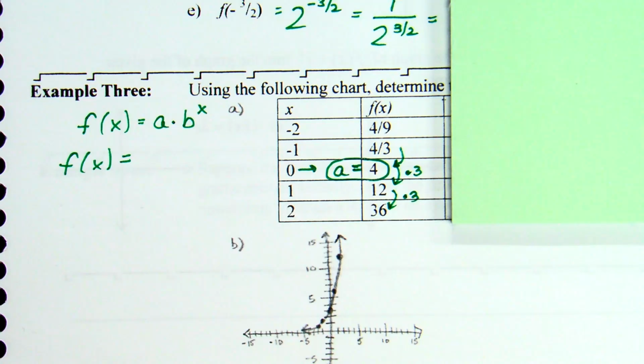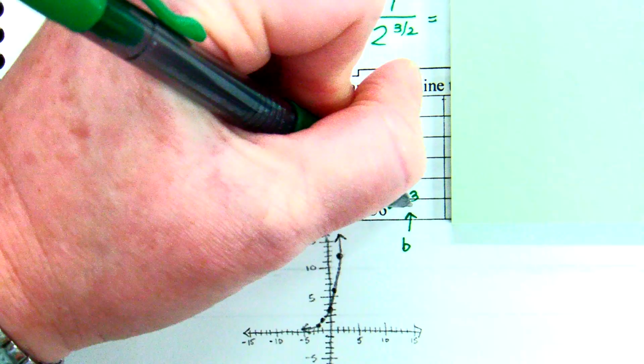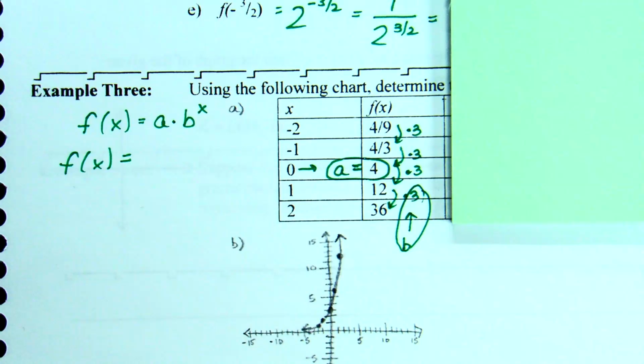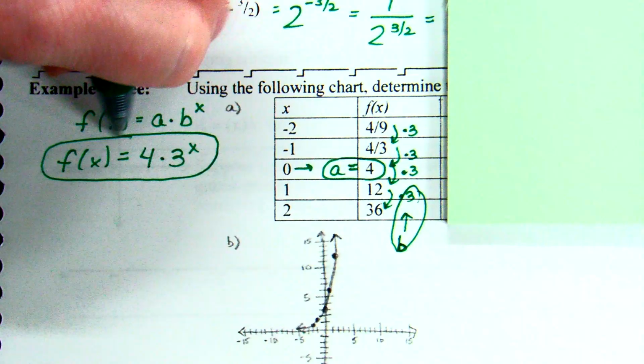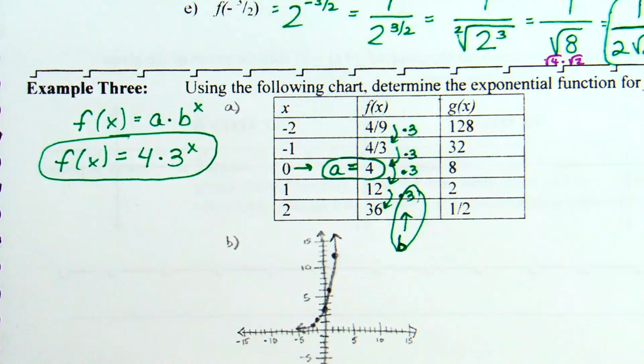To go from 4/3 to 4, if you have 4 over 3, you multiply by 3. That takes me to 4. And guess what? It even works going from 4/9 to 4/3, because when you're multiplying by 3, you're canceling. Guess what that 3 is? That is your base. So, what is my function? Four times 3 to the x. Okay. Questions on f of x? Okay. Shall we try g of x over here?